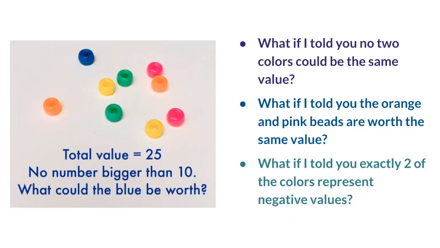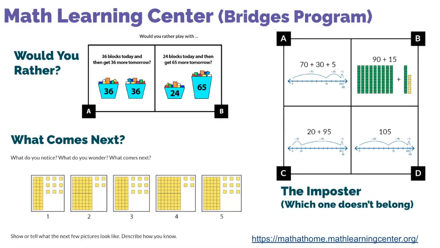See how I added rules and considerations to make this more and more challenging? This is a great way to differentiate task-based activities like this to promote mathematical thinking and discourse. The Math Learning Center, which is part of the Bridges math curriculum, has some wonderful math-at-home resources and tasks that make great number talks or journal entries. The Would You Rather, What Comes Next, and Imposter tasks are brief, but really make students think and justify their responses. I encourage you to go and check some of these out.